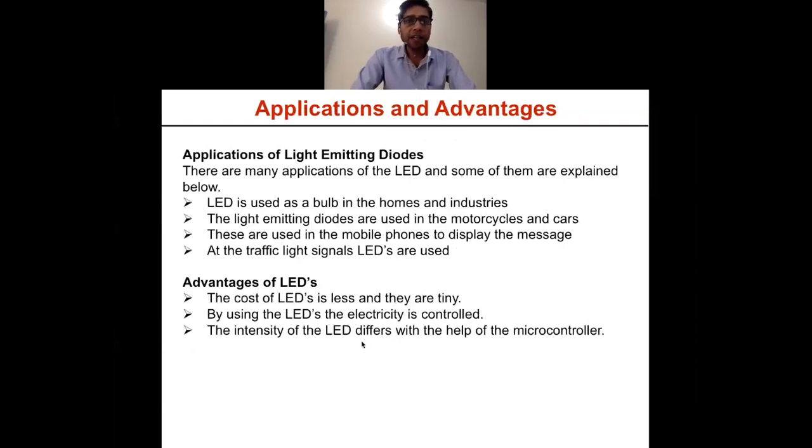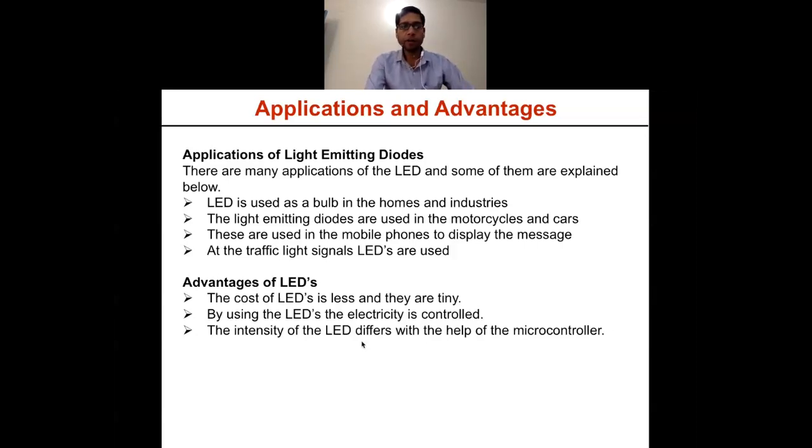So now the applications and advantages of LED. There are many applications of light emitting diodes. For example, LED is used as a bulb in homes and industries. Light emitting diodes are used in motorcycles and cars. They are used in mobile phones to display messages, and they can also be used in traffic signals. The advantages of LEDs are that the cost of an LED is low and they are very small. By using LEDs, electricity is controlled or minimized. The intensity of the LED can be varied with the help of a microcontroller.